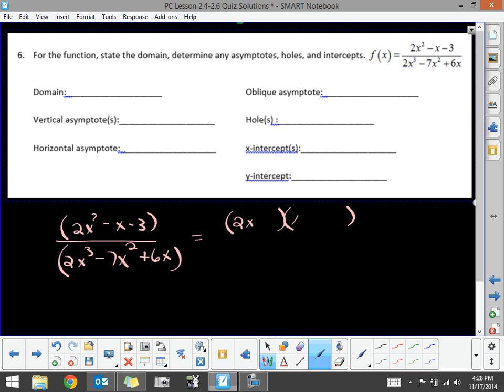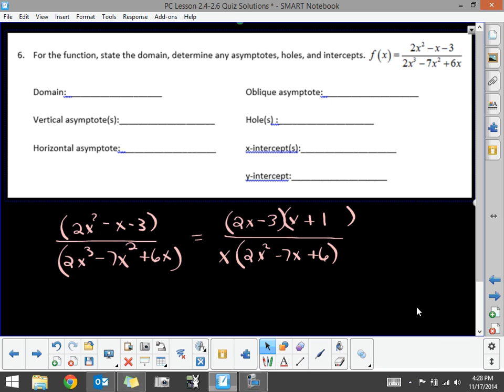It's 2x and x. Signs have to be different, plus and minus. We want to make sure that we end up with a negative 1, so minus 3 plus 1. That way your outside inside give you a negative 1. On the bottom, the first thing I can do is factor out an x. I'm going to be left with 2x squared minus 7x plus 6, and we'll factor that a second time.